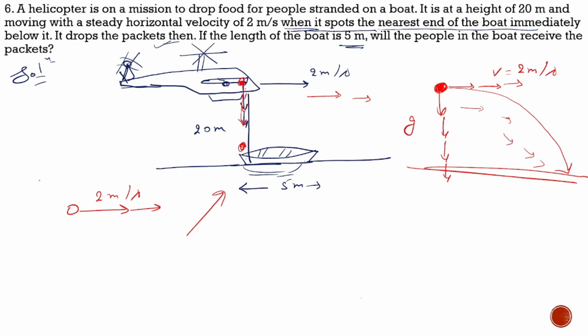So how much horizontal distance did it cover? Let us take d equals horizontal distance. Horizontal velocity was constant, so we can use the formula distance is equal to speed into time. Speed was 2 meters per second and time was 2 seconds. So how much distance did it cover? 2 into 2, 4 meters.